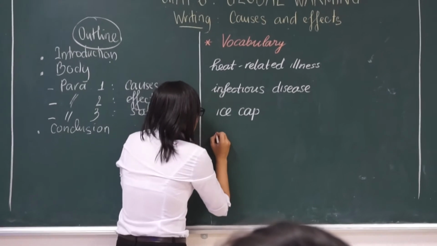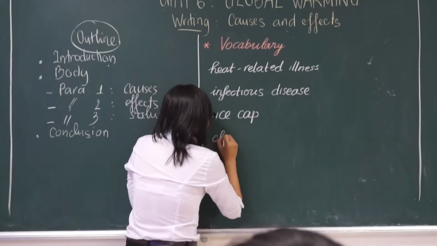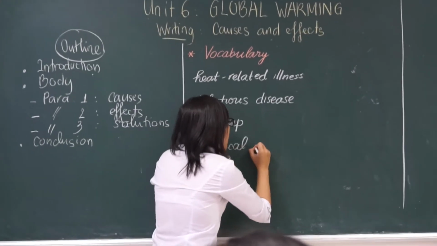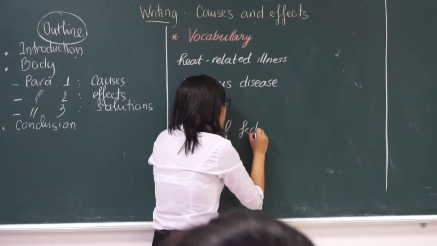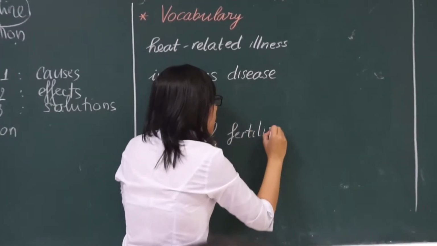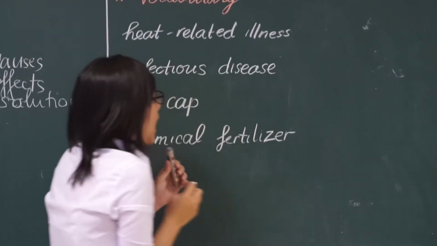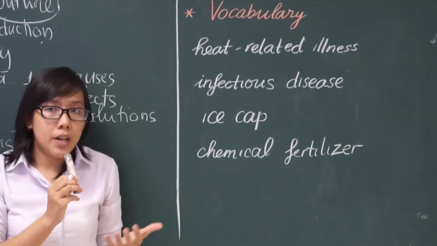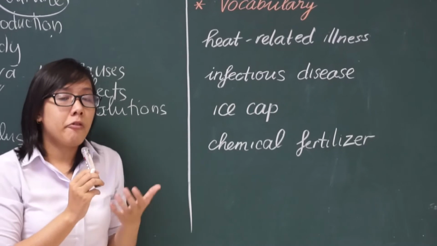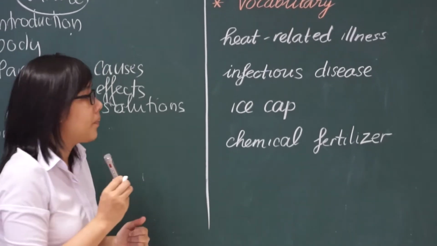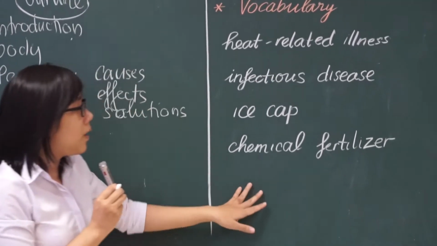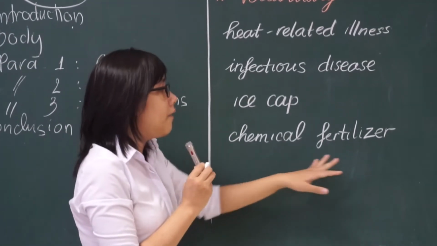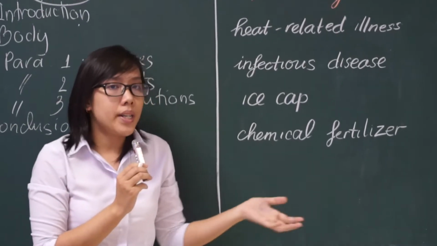And the next word is chemical fertilizer. This is the kind of substance farmers often use to make plants grow faster. For example, you may say farmers these days try to use chemical fertilizers to produce rich harvest.